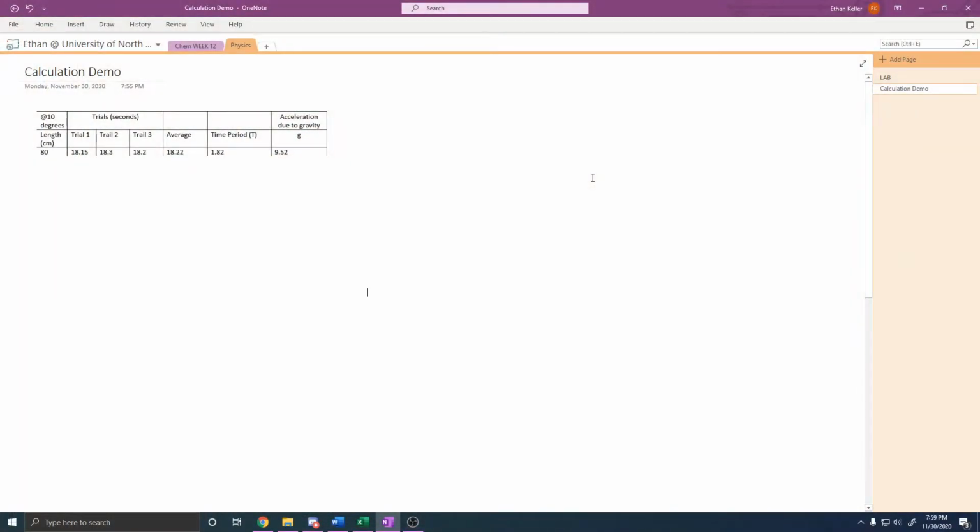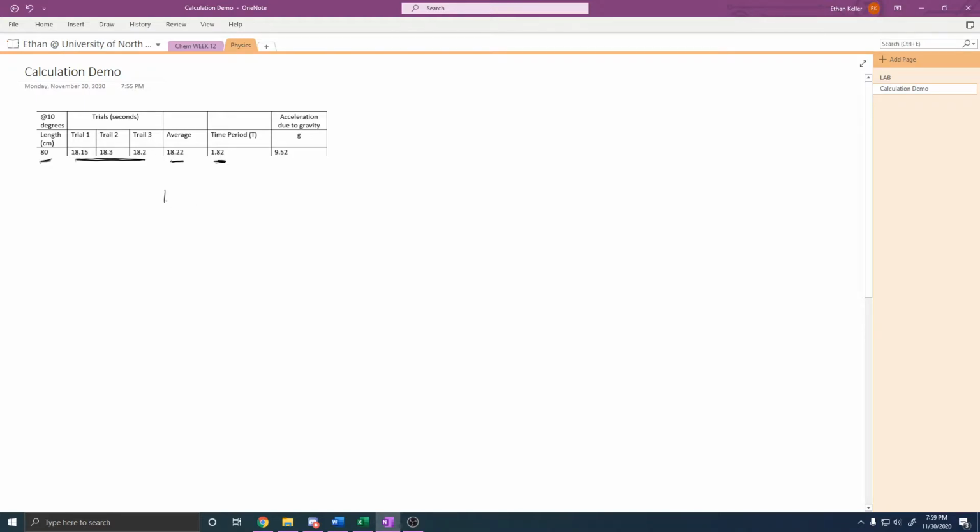Alright, so I'm here with my data and I just wanted to give you guys a quick little example. So, here is the 80 centimeter, that's our length. These were the times that we got for the 10 oscillations. This is the average. This is the average divided by 10. That's going to give us our period, right?